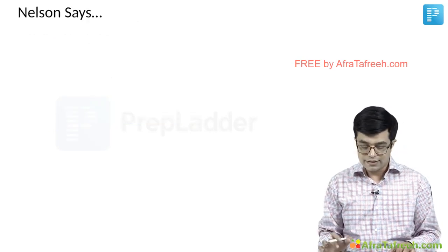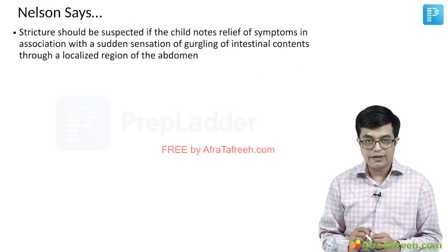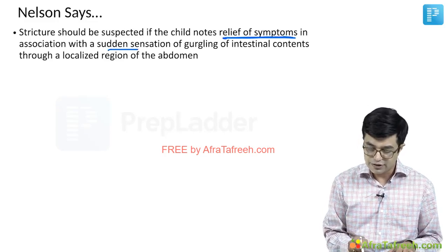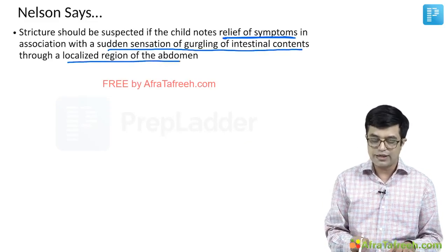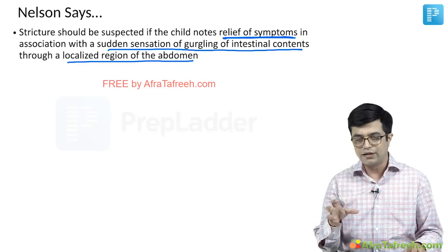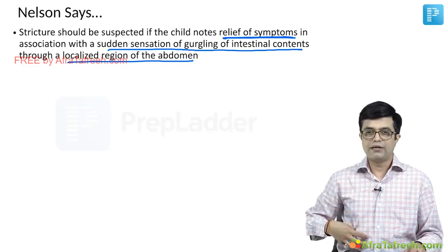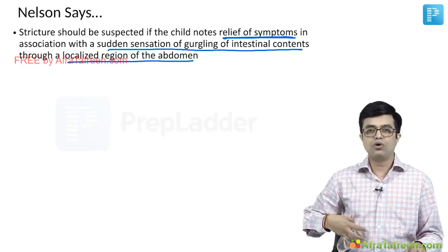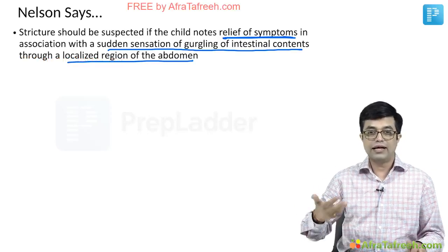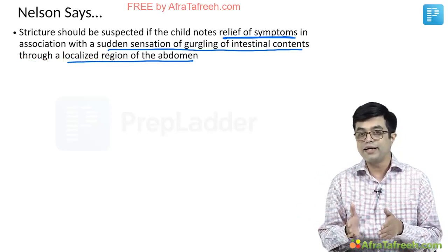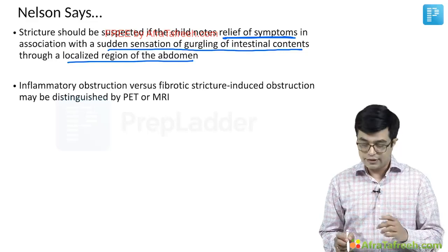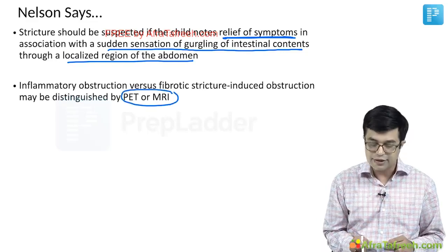Now, what does Nelson say? Nelson says that a stricture should be suspected in Crohn's disease if the child notes relief of symptoms along with a sudden sensation of gurgling of intestinal contents through a localized region of the abdomen. So the older child, or sometimes an adolescent, will typically give the history that, I am having abdominal pain localized here and there is fullness. And then there is a gurgling sound, an audible sound which I can hear, and then there is a relief of the symptoms. So this will indicate that probably there is a stenosis in that area. Inflammatory obstruction versus fibrosis can be distinguished by either PET scan or MRI.